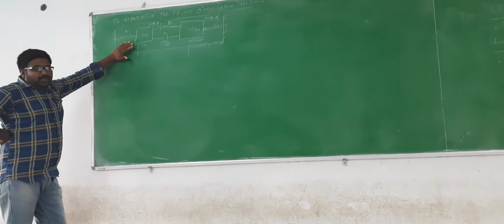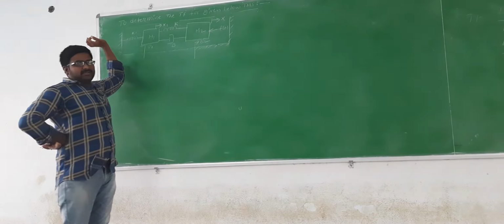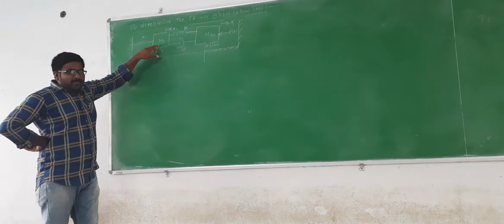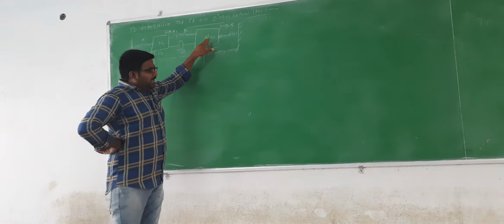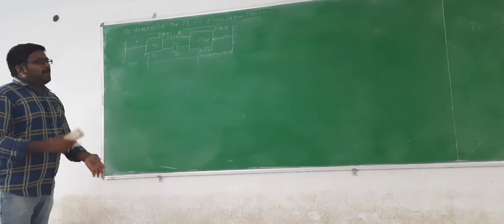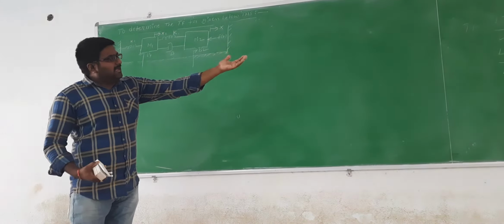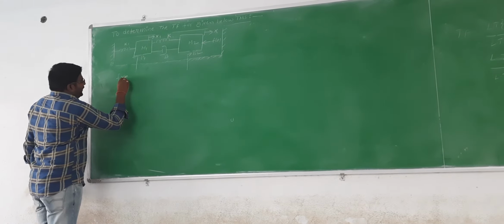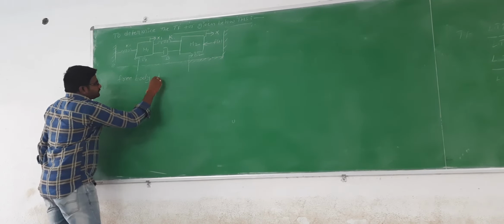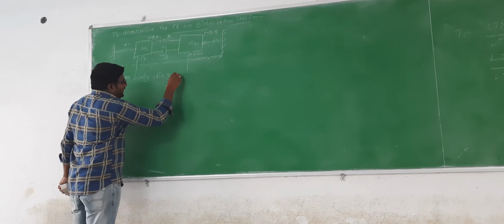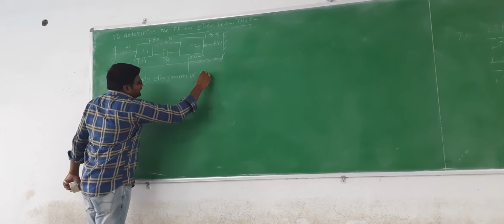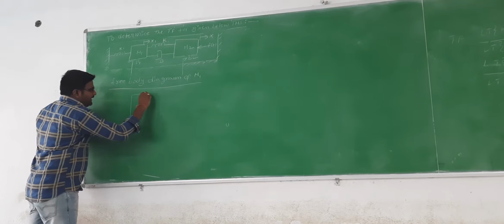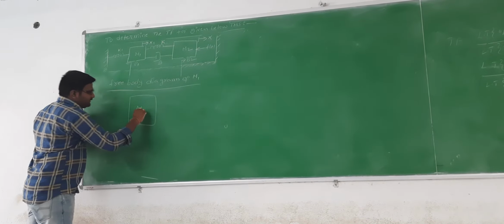First, note down the free body diagram of mass. There are two masses, m1 and m2. You draw the first free body diagram of mass 1, after that the free body diagram of mass 2. Then apply the Laplace transform of output to the Laplace transform of input. Okay, first, free body diagram of mass 1.